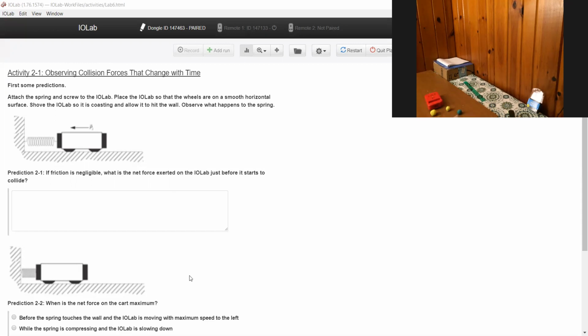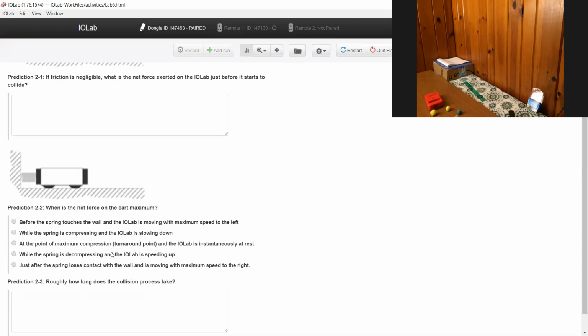What is the net force on the cart at maximum? You can make a prediction. It should be when it is compressed fully and ready to come back, that should be the maximum force. But go ahead, read and make a prediction, you will see it later on. How long does the collision take? If you just click it like this, the collision time should not be that much. So make your predictions, write your answers, and click on save and go next.